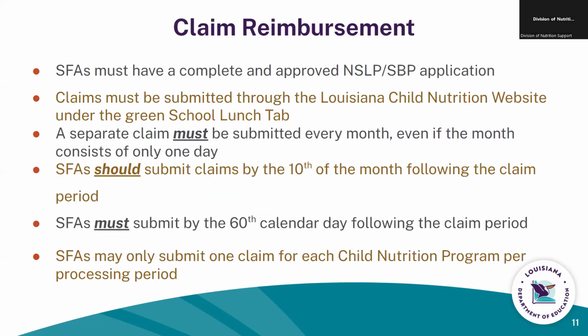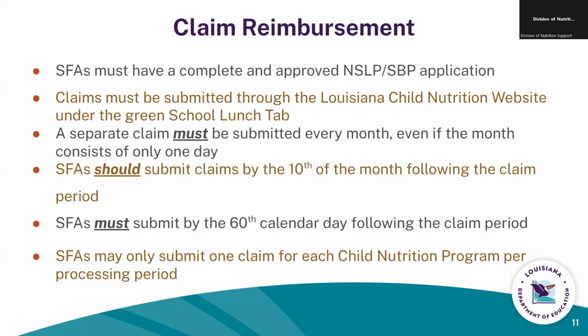Okay, so claims for reimbursement. In order to submit your claim for reimbursement, you must have a complete and approved National School Lunch, School Breakfast Program application. I know all of you are working hard on that right now. If you do not submit your application before August 31st, you will not be able to claim for August 2024. So it's very important that that's submitted by August 31st.